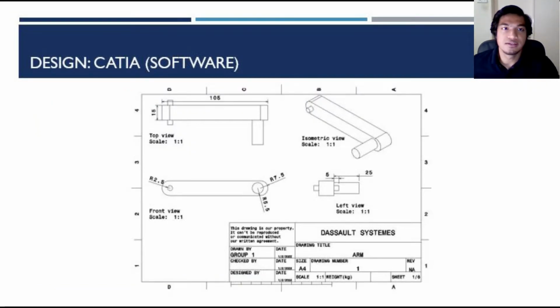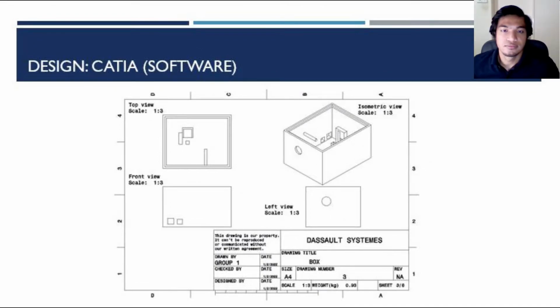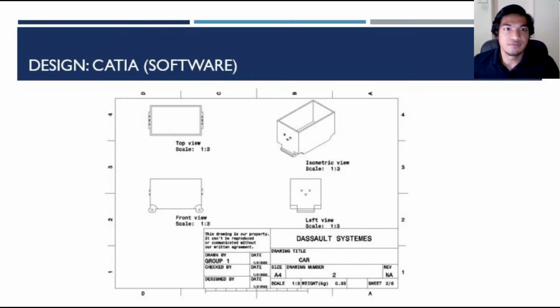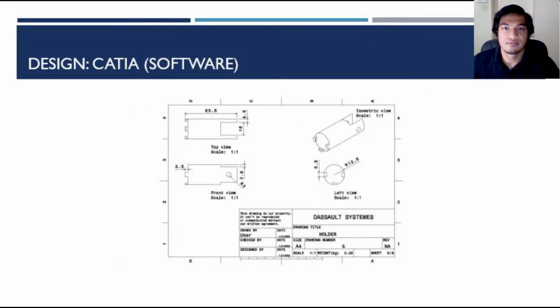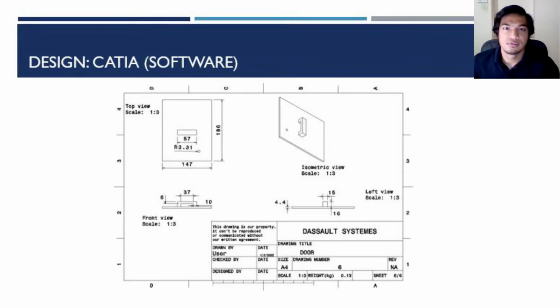On this slide is the drafting of each part of the product. The first slide here is the arm. On this slide is the drafting for the box, where we put all our components inside. This is the drafting for the car. This is the drafting for the disc, where it will connect with the arm on the first slide. And this is the holder, where we connect with the spring, and then we connect with the arm. This is the design drafting for the cover box.